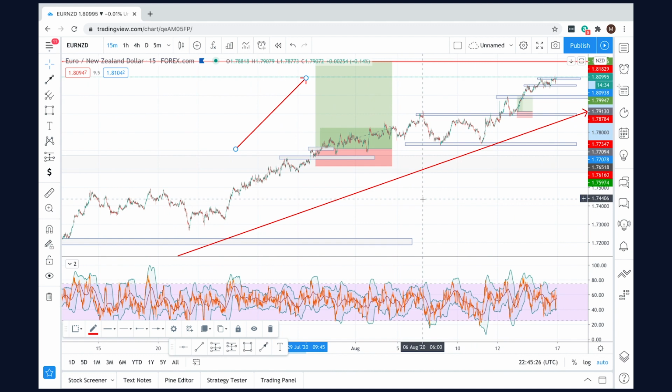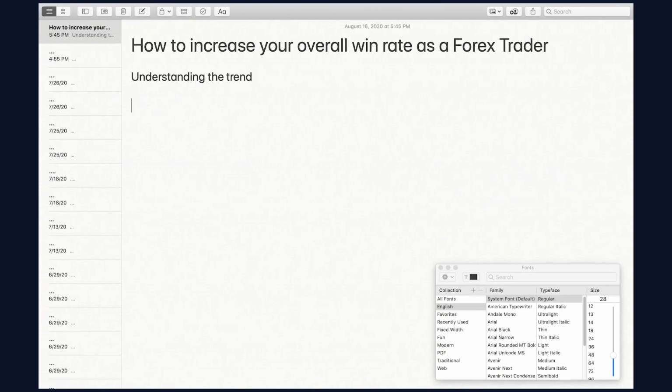The second thing is key levels. Let me increase this font. Change it back to 28.